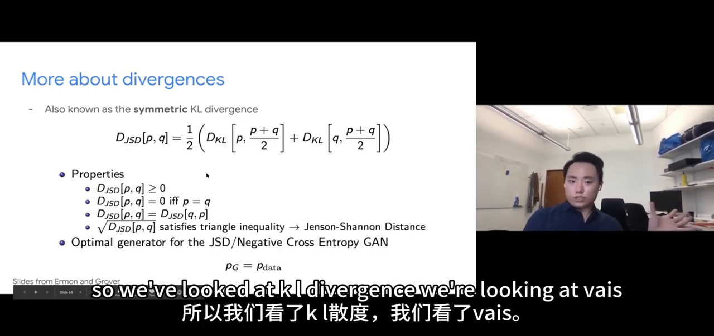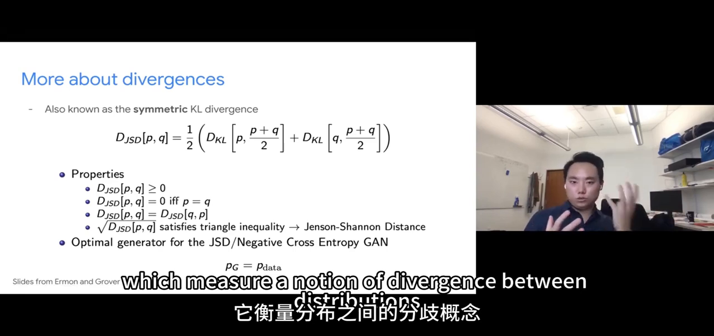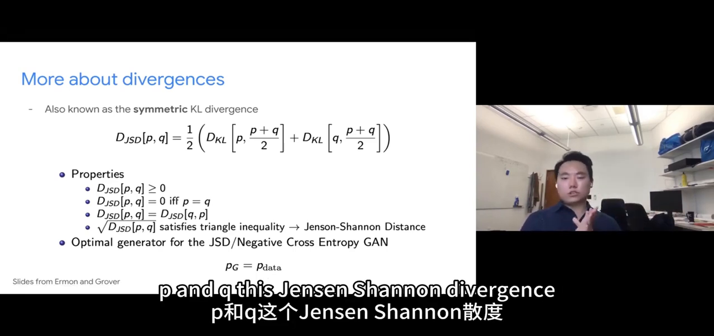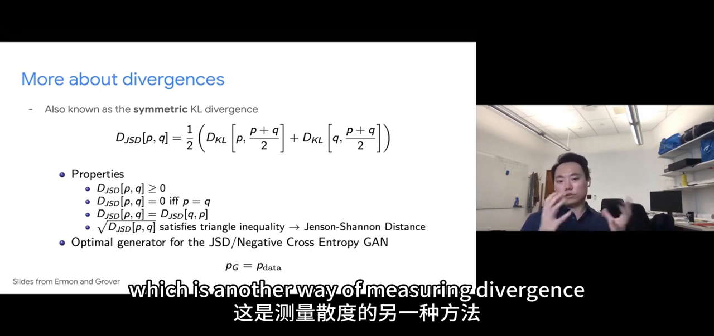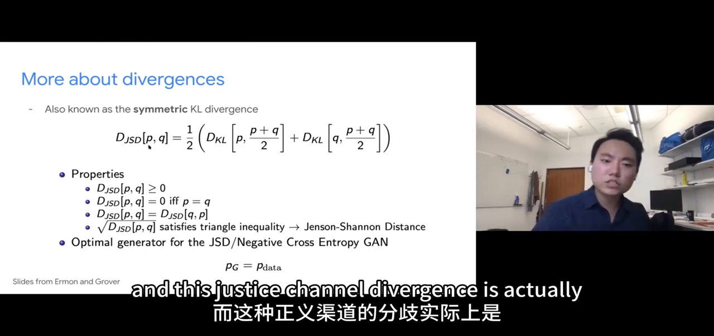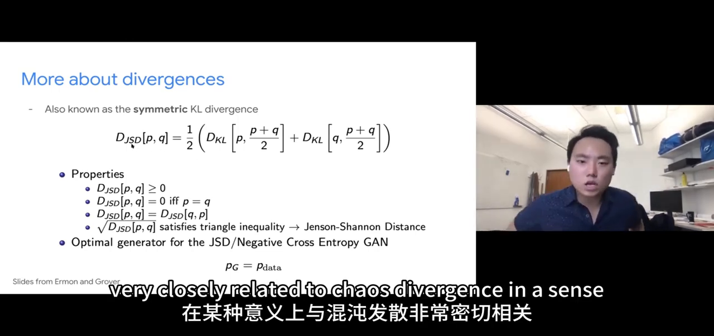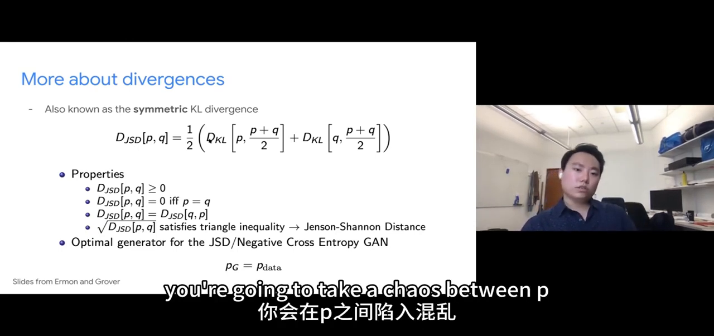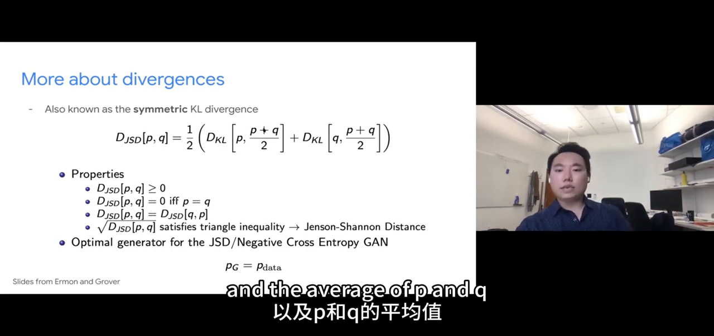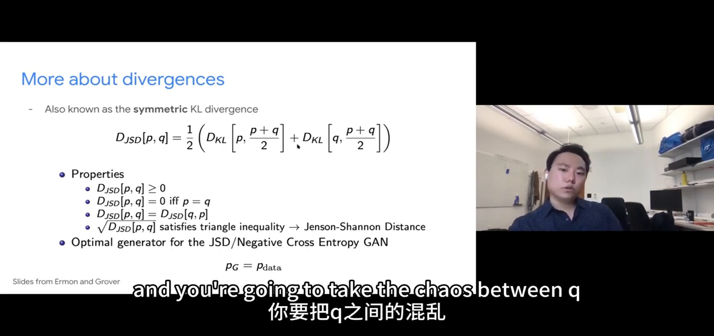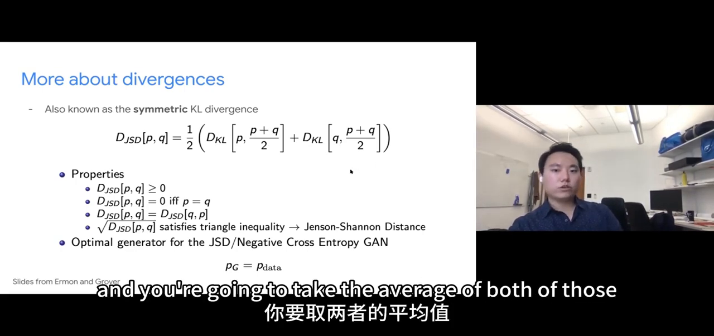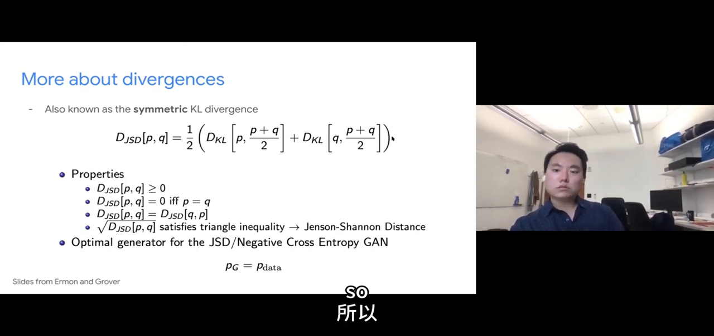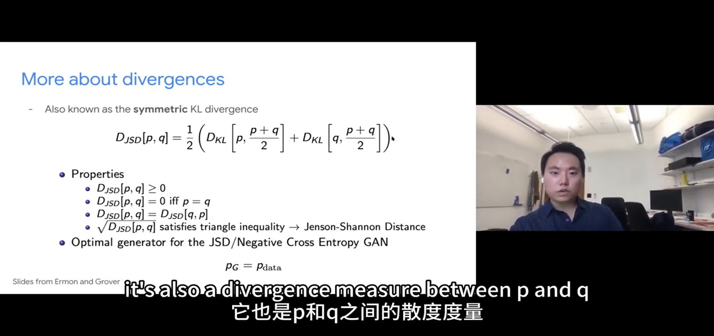We've looked at KL divergence when looking at VAEs, which measures a notion of divergence between distributions P and Q. This Jensen-Shannon divergence is just another way of measuring divergence between two distributions, and it's very closely related to KL divergence in the sense that it's a symmetric KL divergence. You're going to take a KL between P and the average of P and Q, and the KL between Q and the average of P and Q, and take the average of both of those. So it's also a divergence measure between P and Q.